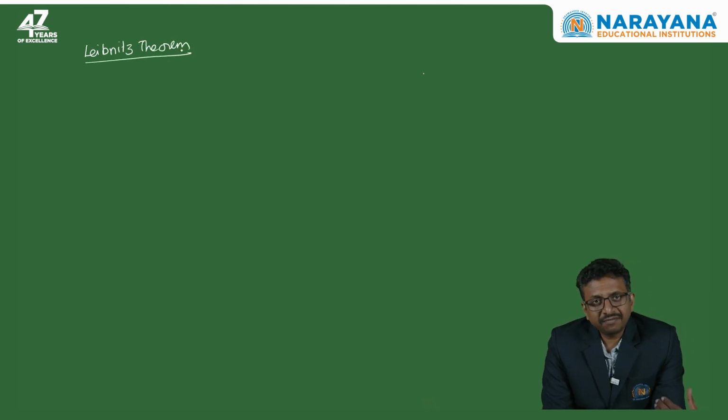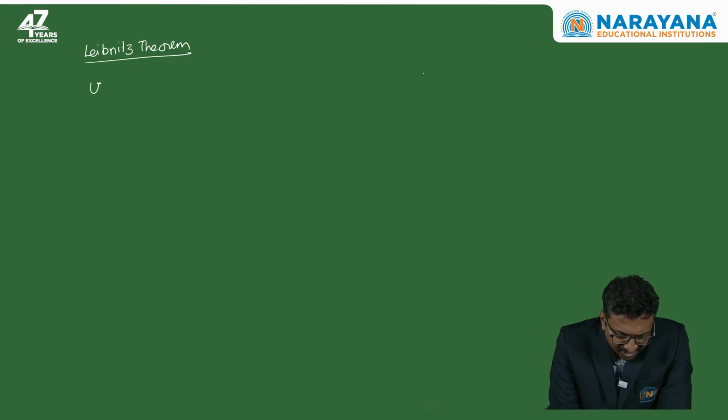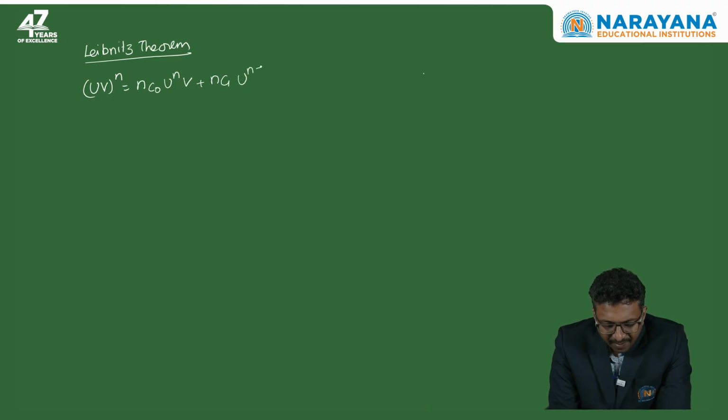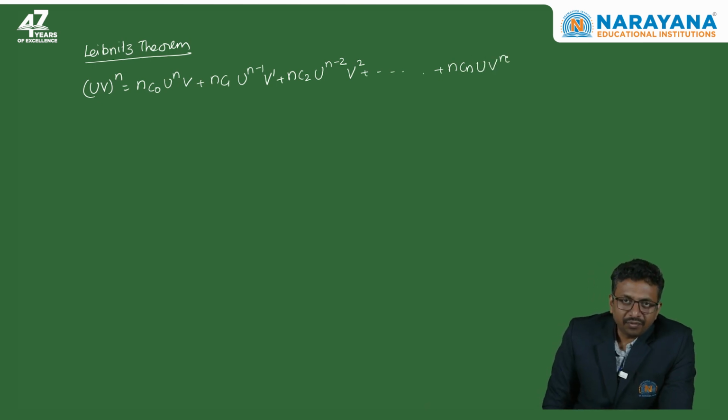So, Leibniz theorem for successive differentiation. What this theorem says is that the nth derivative of uv is nC0 times the nth derivative of u into v, plus nC1, the (n minus 1)th derivative of u into the first derivative of v, plus nC2, the (n minus 2)th derivative of u into the second derivative of v, and so on up to nCn, the direct u function into the nth derivative of v.